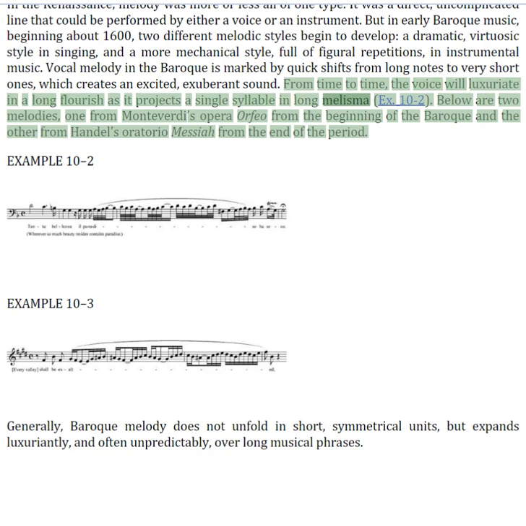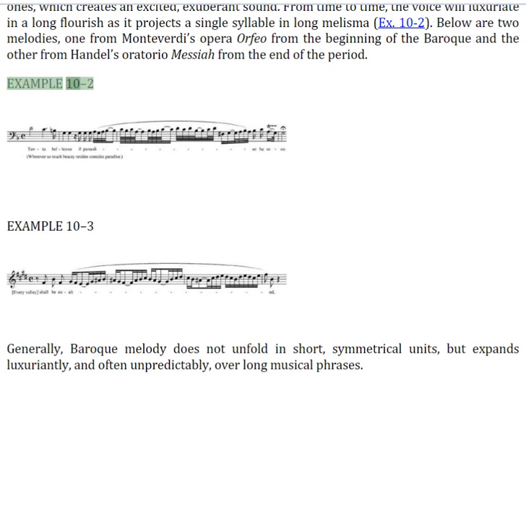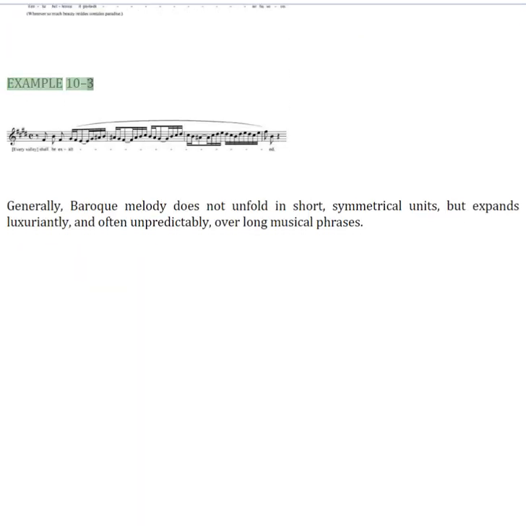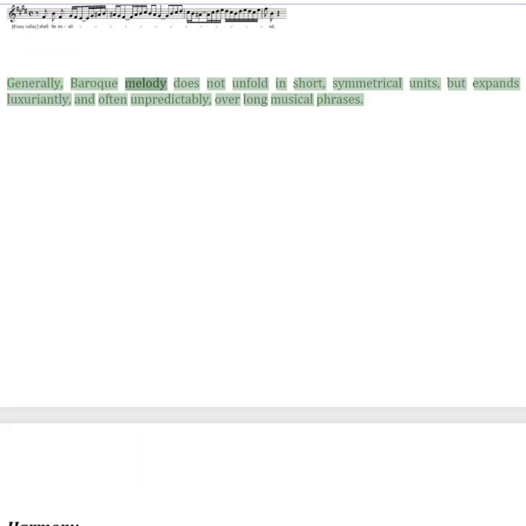syllable in long melisma. Below are two melodies, one from Monteverdi's opera Orfeo from the beginning of the Baroque and the other from Handel's oratorio Messiah from the end of the period. Example 10.2. Example 10.3. Generally, Baroque melody does not unfold in short, symmetrical units, but expands luxuriantly, and often unpredictably, over long musical phrases.